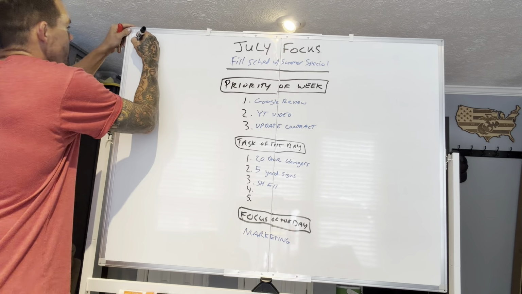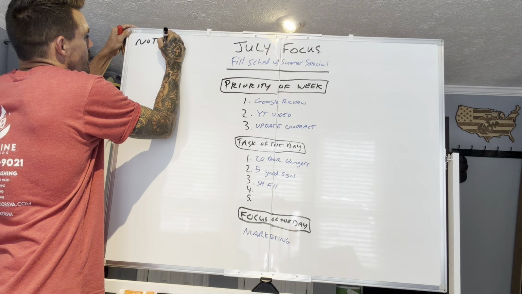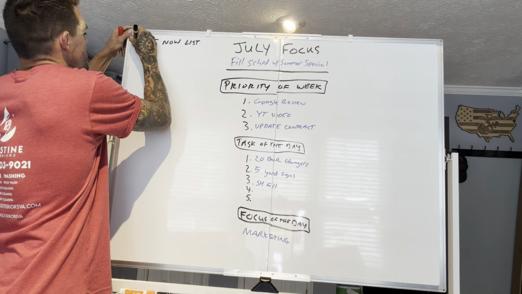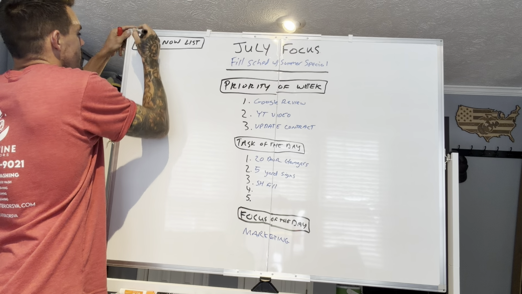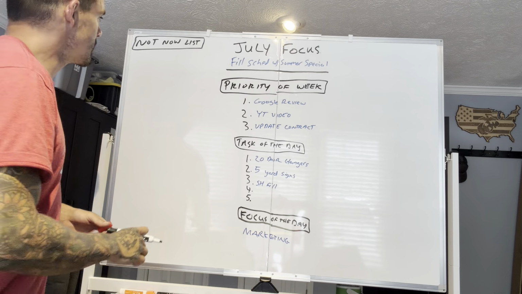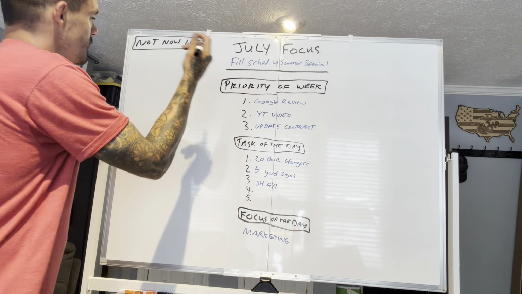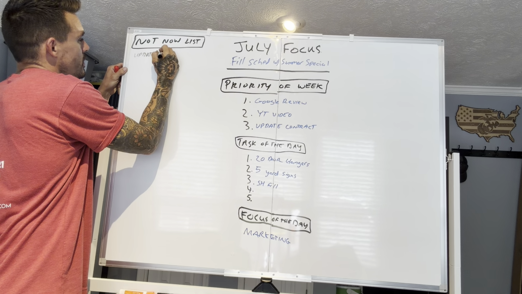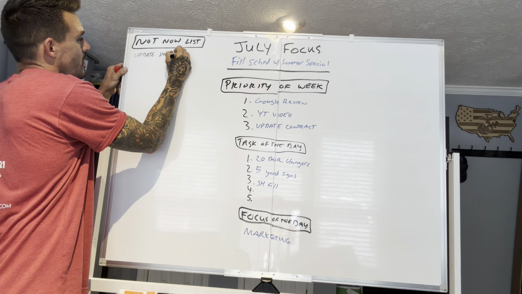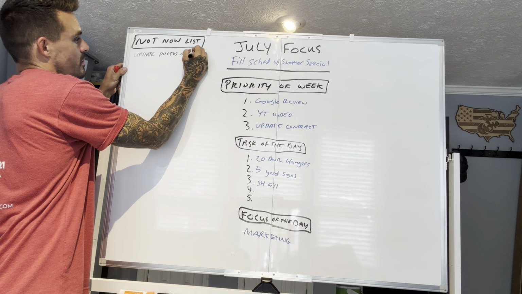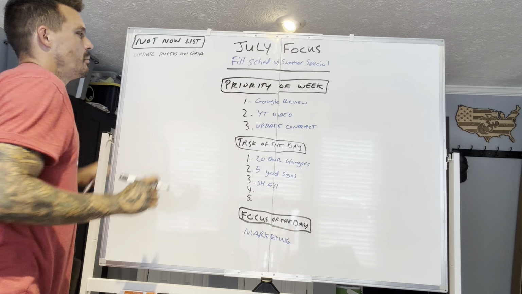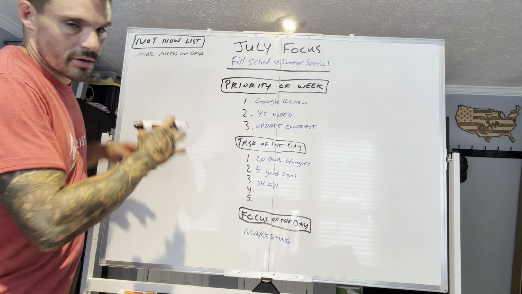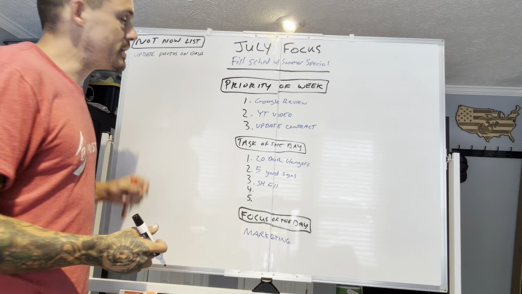And this is where you can also start using your red pen. And I'll show you an example here. So let's say we need to update photos on your GMB, but we just need to get it done sometime this month. So it's not really that big of a deal, but it's on our to-do list, right? Or our not now list.